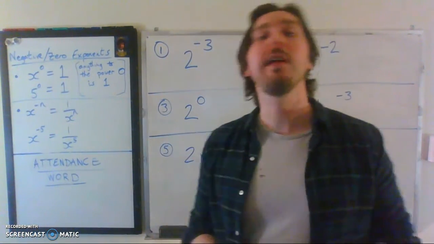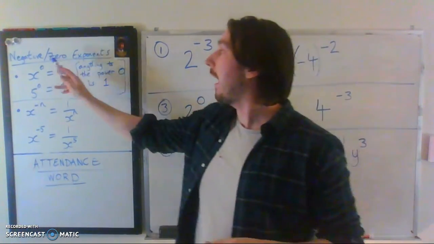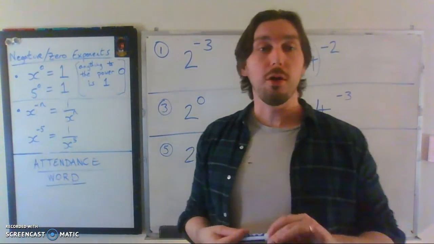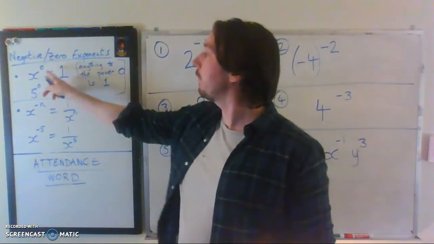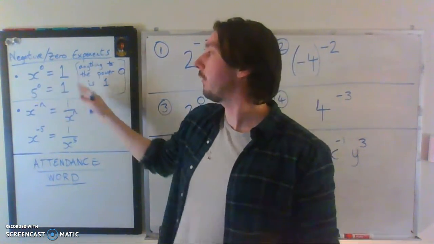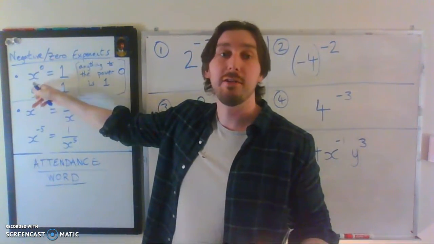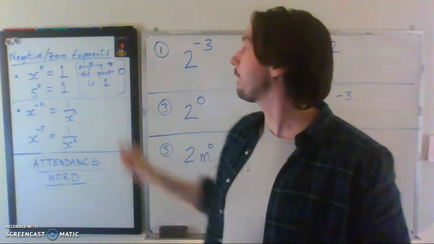We're going to do our last lesson for sure on exponents this week. We're going to look at negative and zero exponents. The rule for zero exponents is that anything to the power of 0 is 1. 5 to the power of 0 is 1, 2 to the power of 0 is 1, and therefore any letter to the power of 0 is 1.